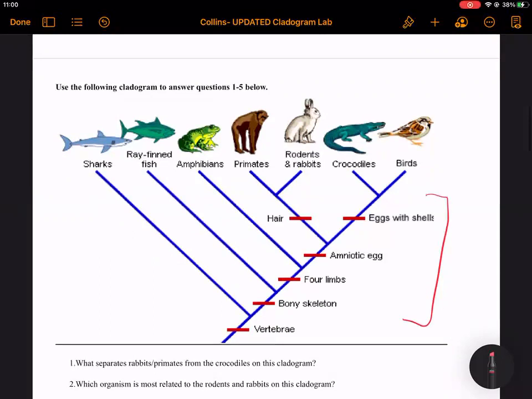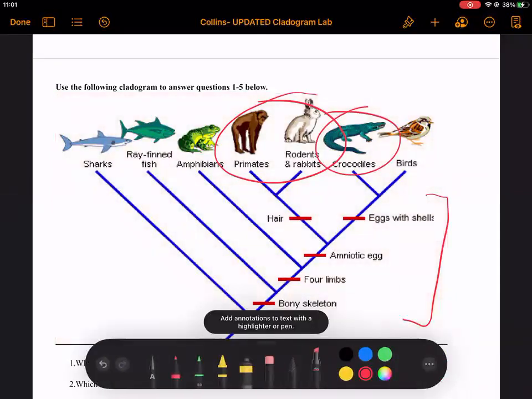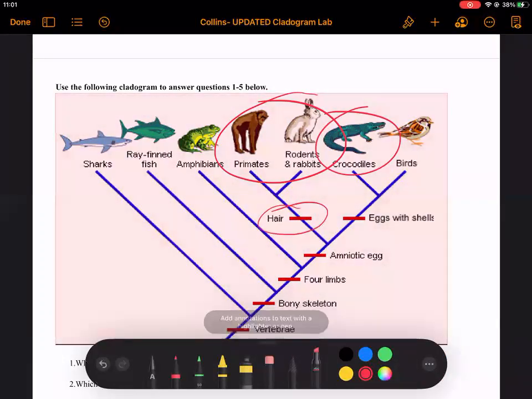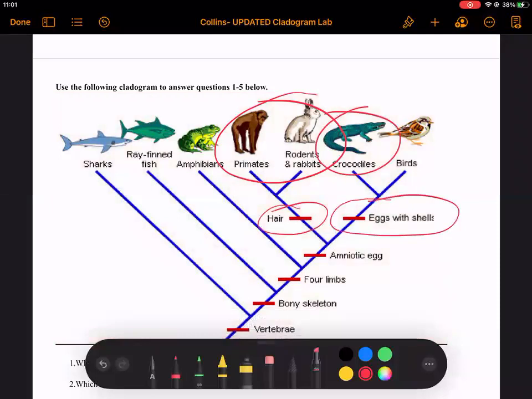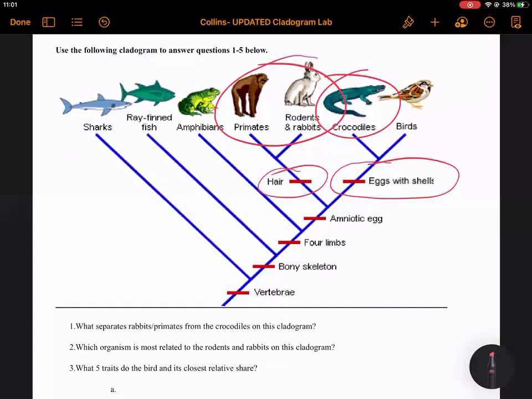So number 1, what separates rabbits and primates from the crocodiles on this cladogram? Ian, what are you thinking for that? Hair and head. Wait, no. I said hair and eggs with shells. Yeah. So there are 2 things you could have said here. You could have said hair as well as eggs with shells, because we see that those are 2 traits that separate them. They don't have those in common.